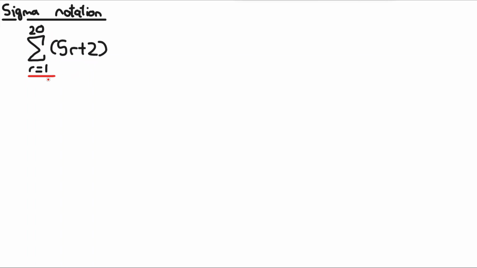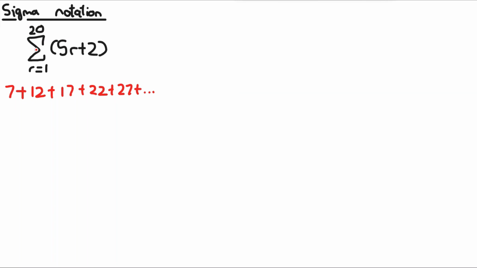So if we write out this series, first of all, we sub in r is equal to 1. That would be the first term. So it's going to be 5 times 1 plus 2, so it's going to be 7. And then the second term is going to be when r is equal to 2. So therefore, it's going to be 5 times 2, which is 10, plus 2, which is going to be 12. And then r is equal to 3 is going to be the next term, which, if you sub that in, is 17. r is equal to 4 is going to be 22. And r is equal to 5 is equal to 27. And this goes on and on, all the way up to r is equal to 20 up here.